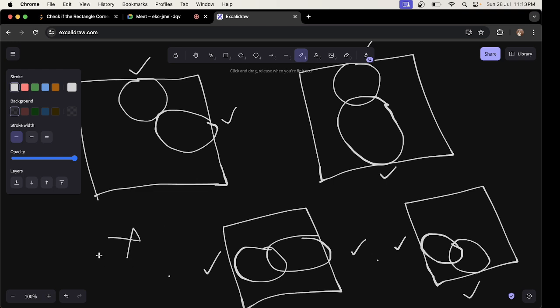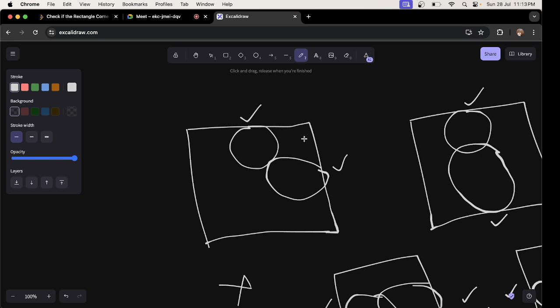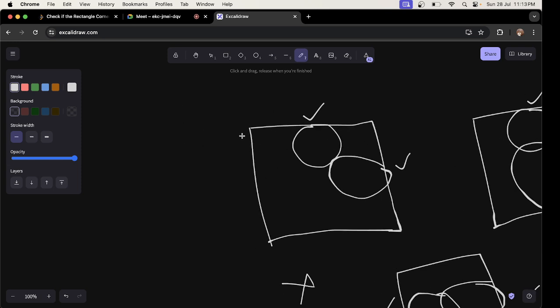Sir, if a single circle touches two adjacent sides? So basically intersecting or single, it can also be like this. So this case can also be this one.